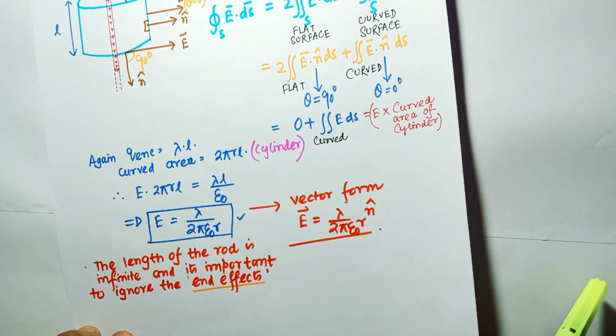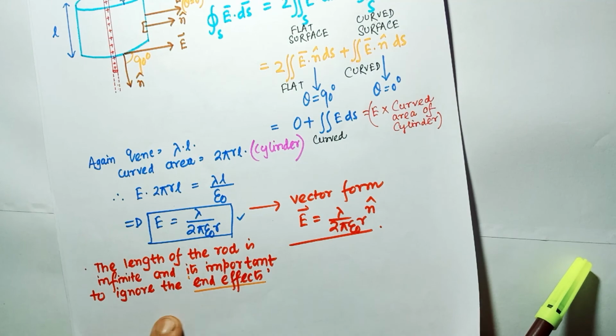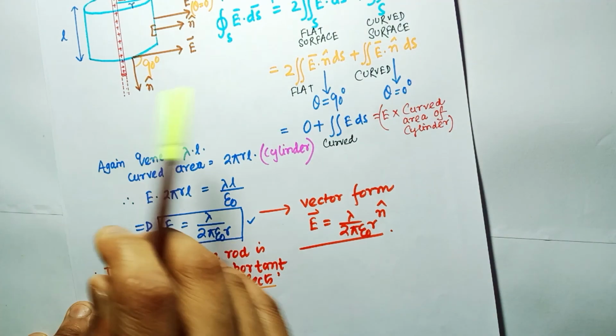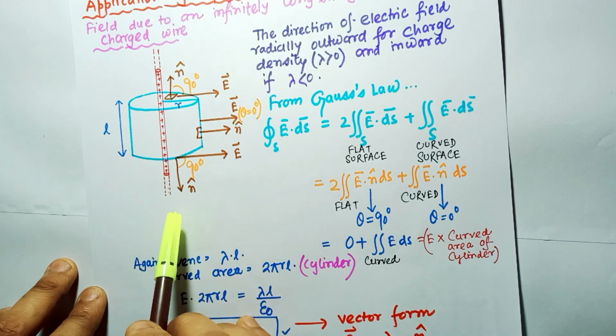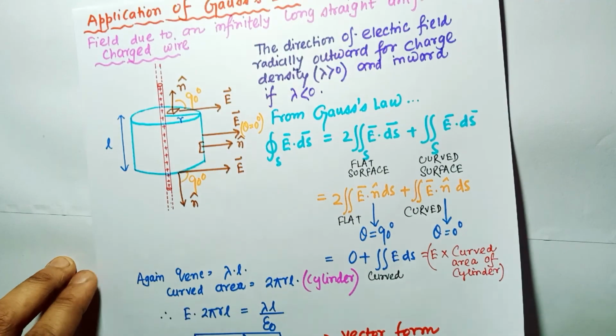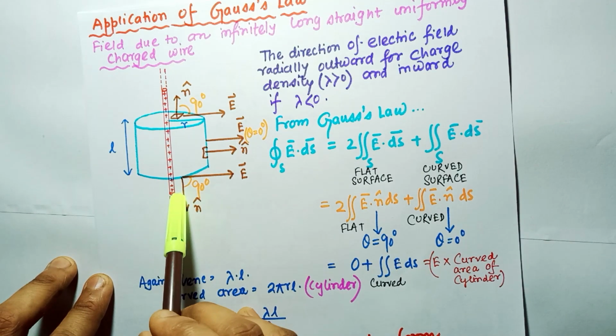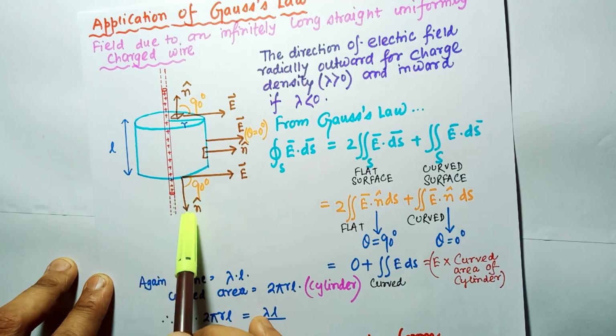The length of the rod is infinite, and it's important to ignore the end effects. So what is the end effect? We choose the length of the rod to be infinite. If we don't take this assumption, and the rod is finite, there will be some effect coming from the two ends.